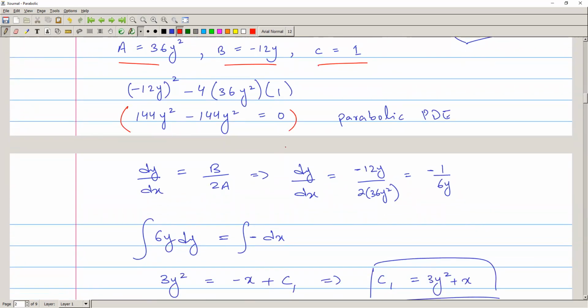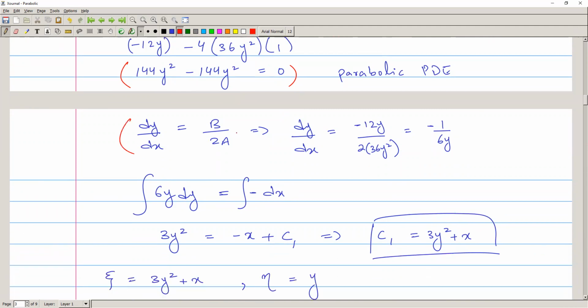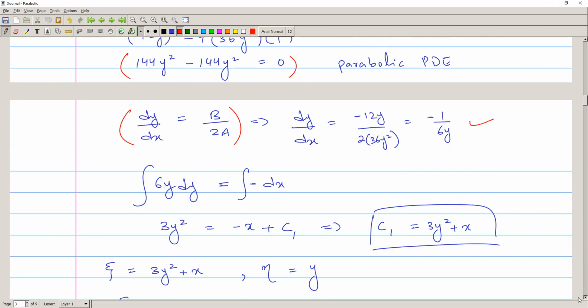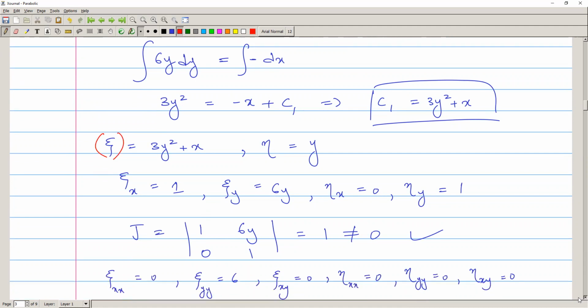So it's a parabolic equation, right? For a parabolic equation, the characteristic equation is given by dy/dx equals b over 2a. So we applied the formula and we get negative 1 over 6y. This is separable. We separate the variables, integrate, and find the characteristic curve. So C1 is equal to 3y squared plus x, right? Now I name this C1 as psi, as we have been doing. But what about the eta?